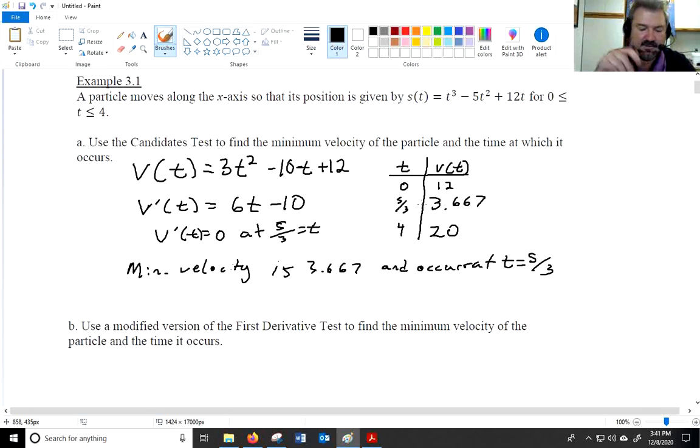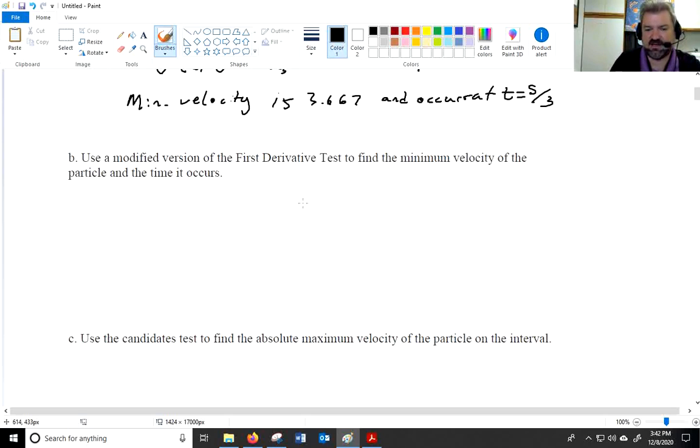Okay, now we're going to solve the same problem using what I call a modified first derivative test. Now, the first derivative test is about finding local mins and local maxes, but here I am talking about an absolute max and absolute min. Well, there's a special kind of case where you can use something like the first derivative test, but it requires that we only have one critical number or in some way be able to logic out what is the true absolute max of the function.